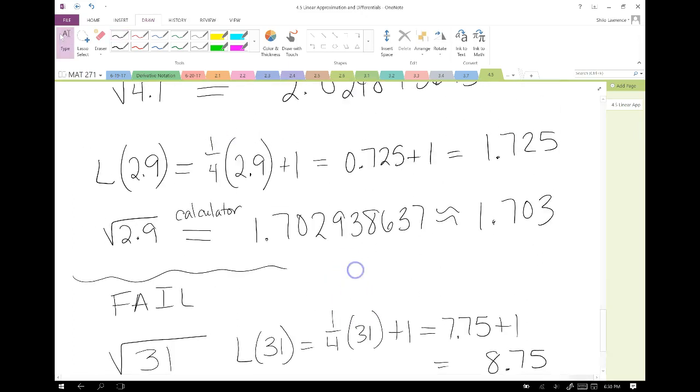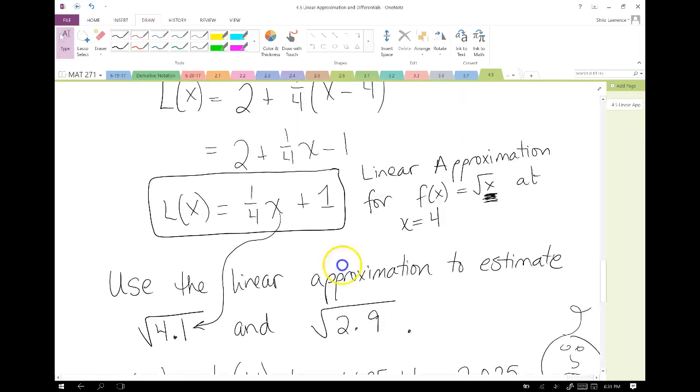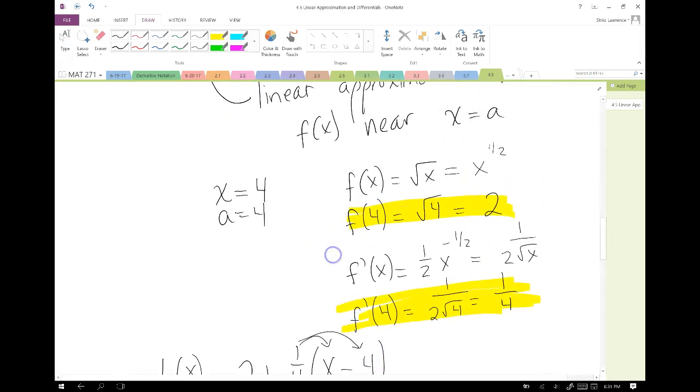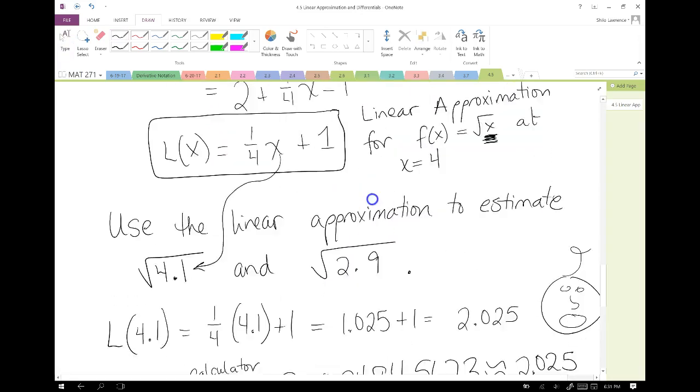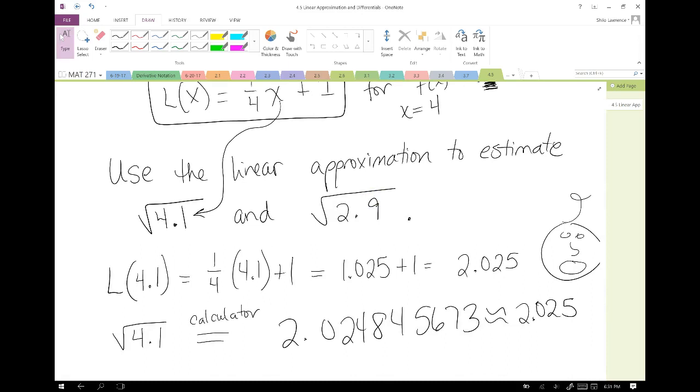So that value of x equals 4, where we said we were going to use in our equation, that's called the center. And we only want to use our linear approximation for values right around 4. Otherwise, the approximations aren't going to be any good.